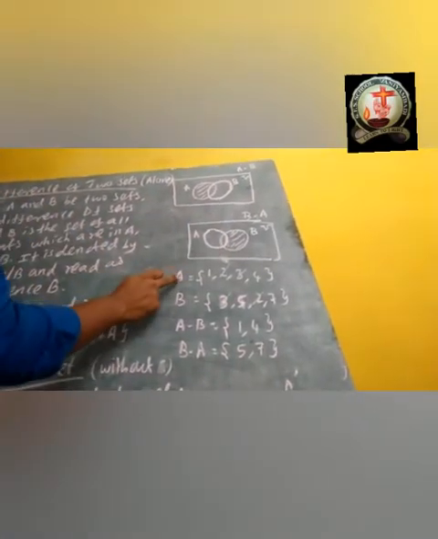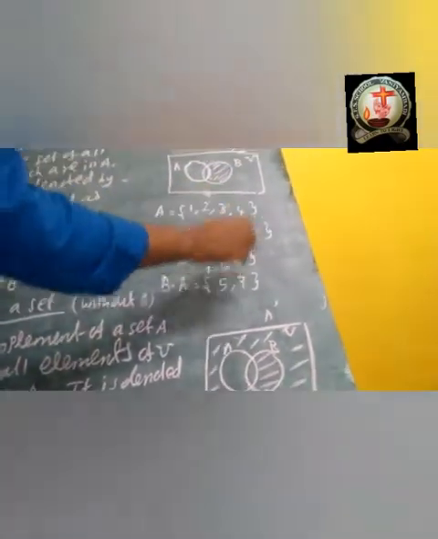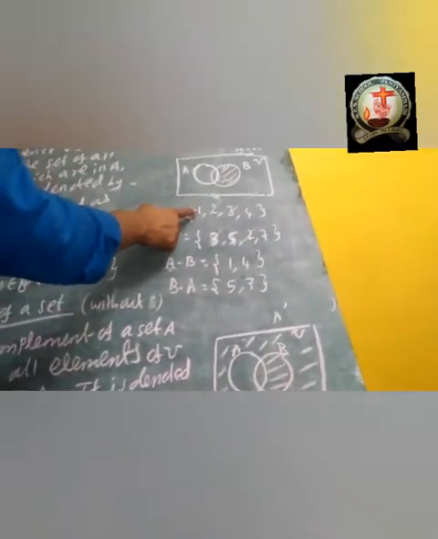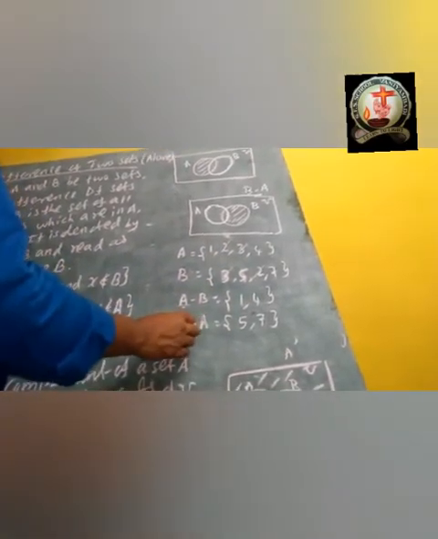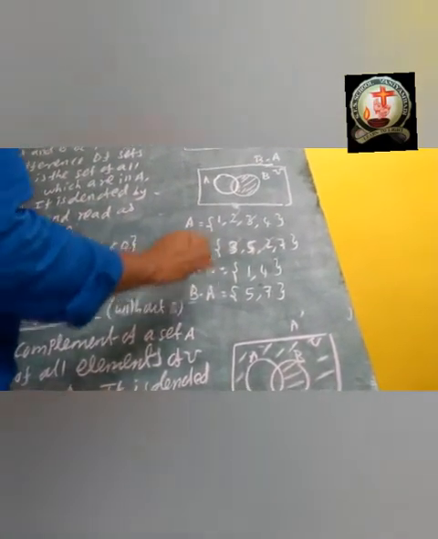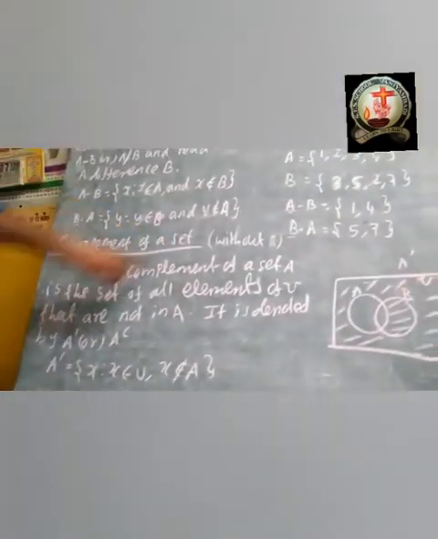Okay, look at the example. A equal to 1, 2, 3, 4, B equal to 3, 5, 2, 7. Which are the common parts? First you cancel them. 3 is common, 2 is common. Cancel it. A minus B, now what? A alone. What is the remaining part in A? 1 and 4. 1 comma 4. B minus A, B alone. What is the remaining part in B? 5 and 7. That's why they mention alone. Not that part, alone we have to keep. Okay? After cancelling. Next.